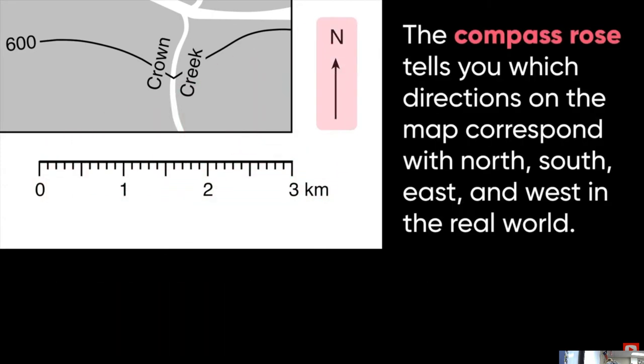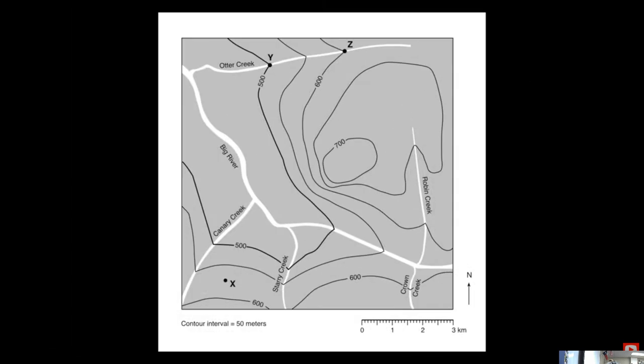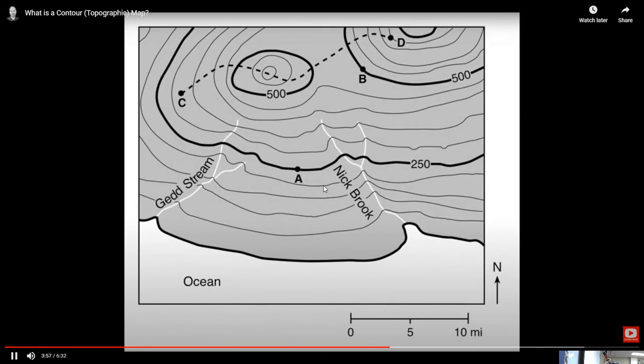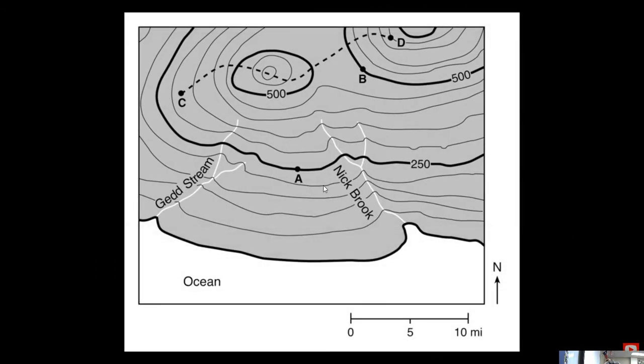Finally, we'll notice that we also have a compass rose, and this is going to tell you the directions on the map and how they correspond with real-world north, south, east, and west. This allows you to orient yourself when using a topographic map. So that's a basic overview of how a topographic map works. Let's take one other look at a different example.